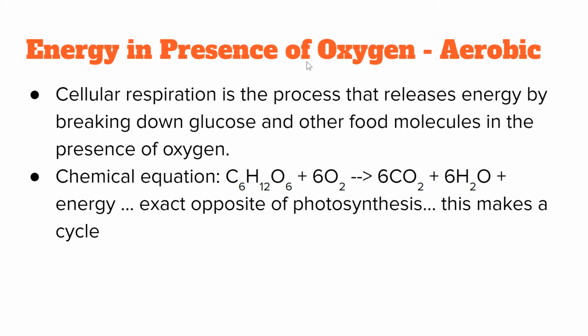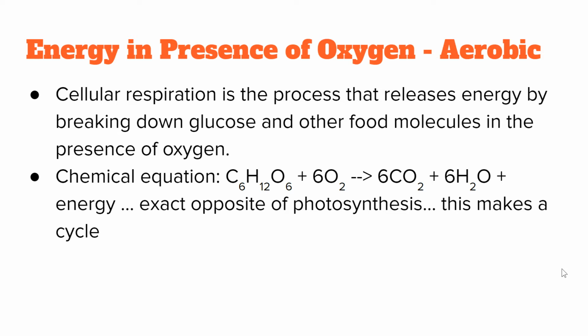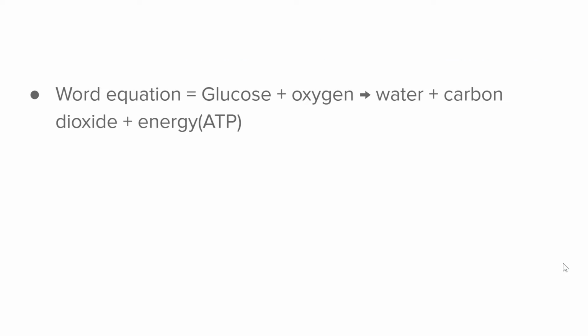So the chemical equation is the glucose, which is C6H12O6, and then the oxygen that we breathe in, and we breathe out carbon dioxide and water. Our cells keep the energy stored as ATP. This is the exact opposite of photosynthesis, making a cycle, which we see a lot of cycles in biology. So here's the word equation. Glucose plus oxygen gives you water, carbon dioxide, and energy in the form of ATP.